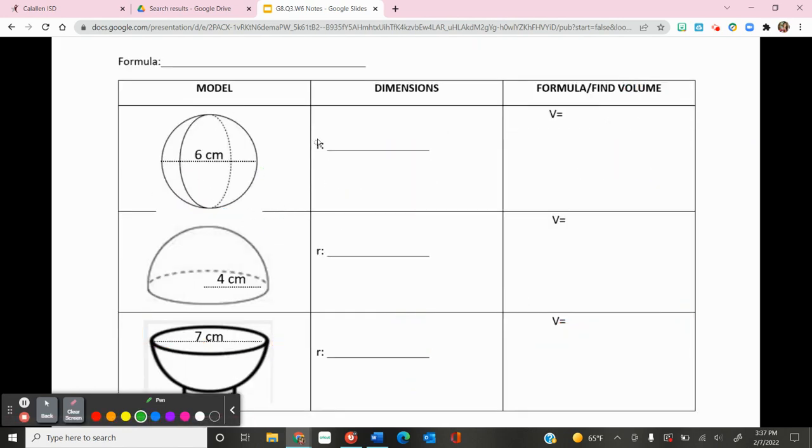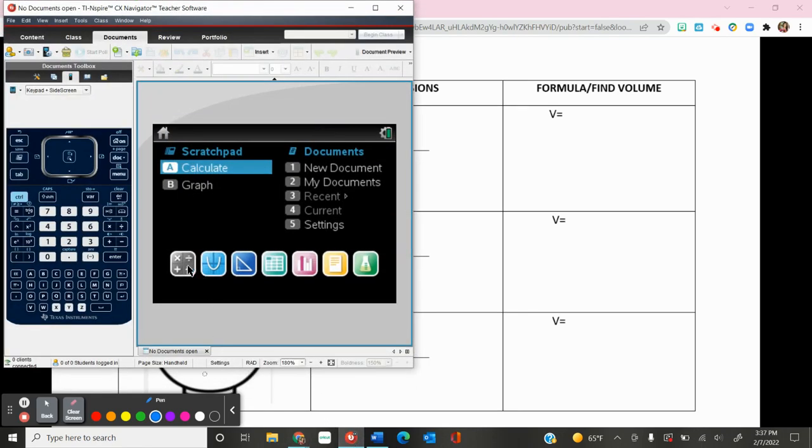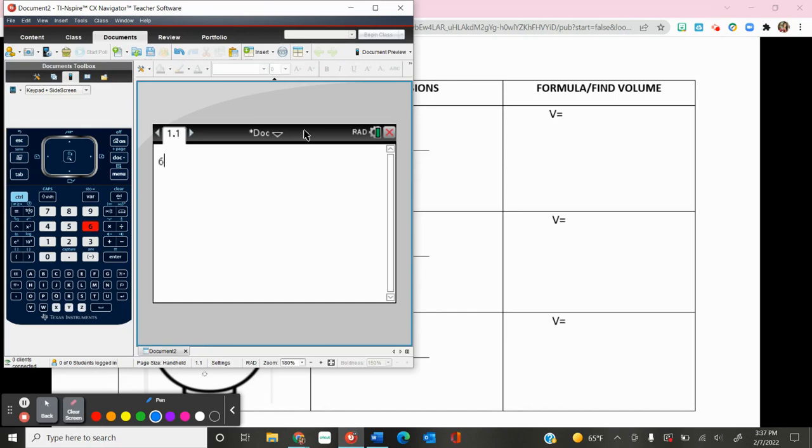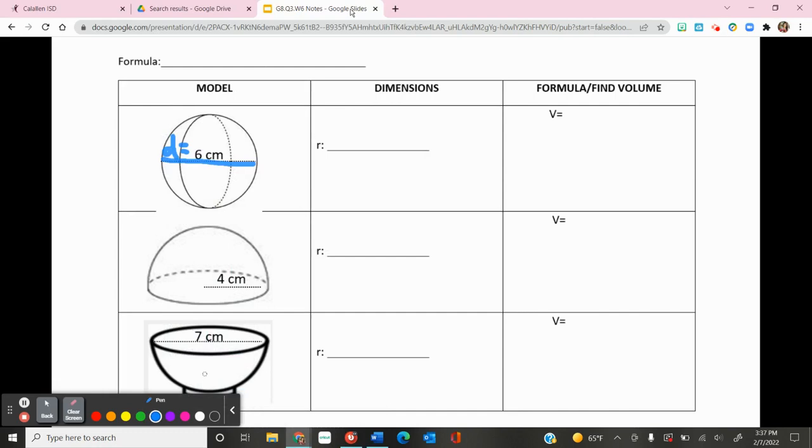So looking here at the first example, first we want to list our dimensions. So we need to know the radius. And here, this goes all the way across. So this is actually my diameter. My diameter equals 6. So we want to find our radius. To find our radius, we're going to take our diameter, which is 6, and cut it in half. We're going to divide it by 2, and it equals 3. So here our radius equals 3.